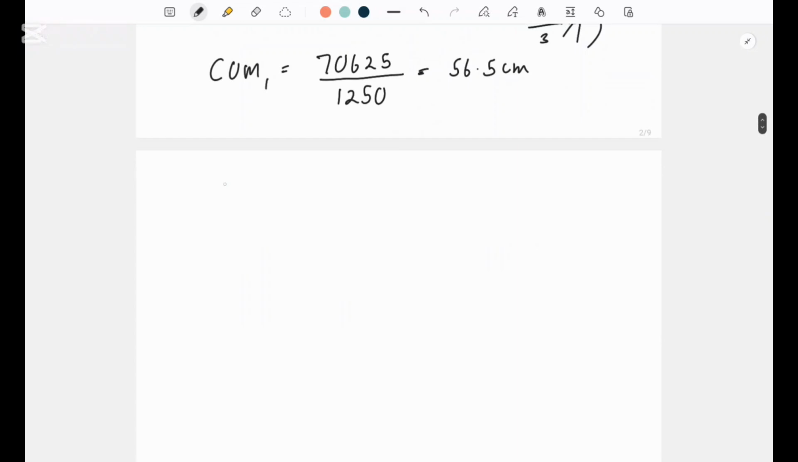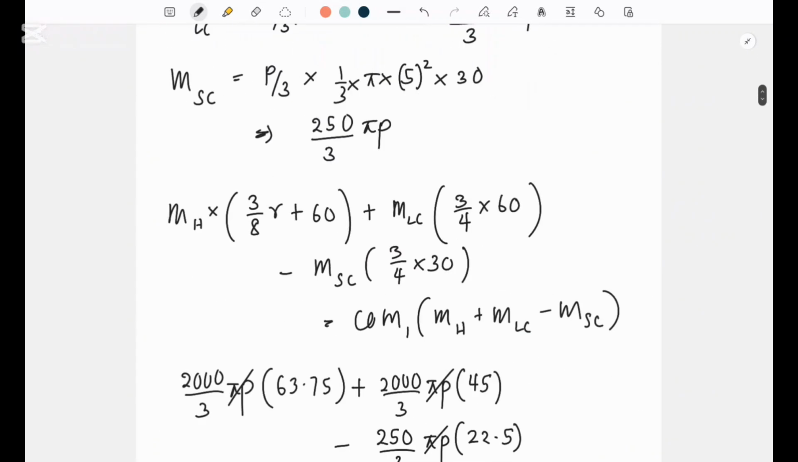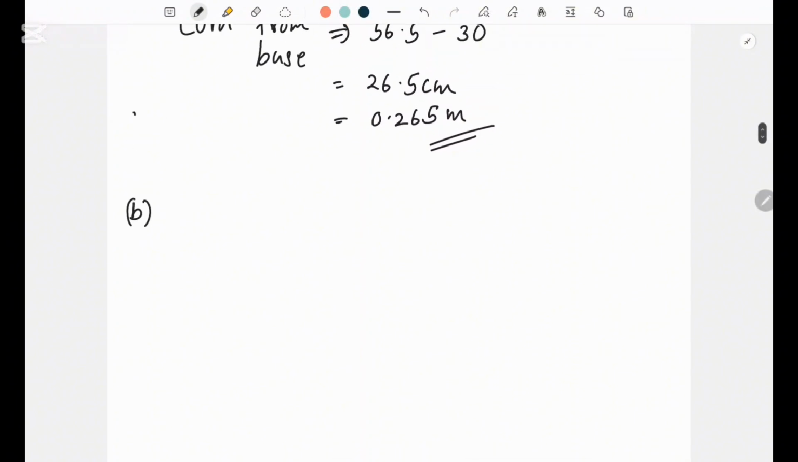So your final COM, center of mass, from base is going to be 56.5 minus 30, giving you 26.5 centimeters, which is 0.265 meters. If they ask the answer in meters, you could write it either way, it doesn't matter. So this is the answer for part A. So for part B, let me just draw the diagram. So for part B, this was the answer for part A.